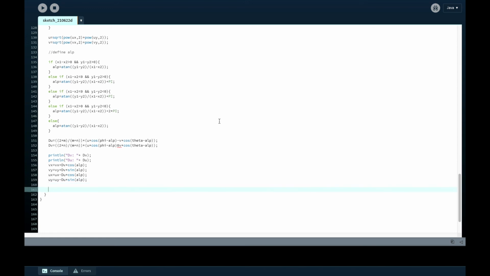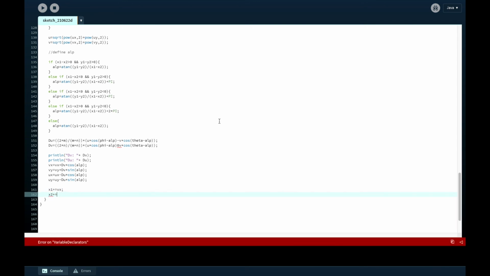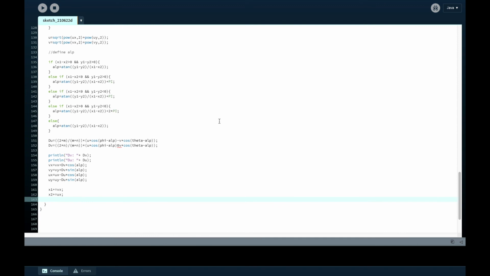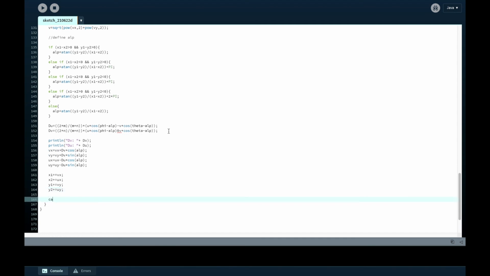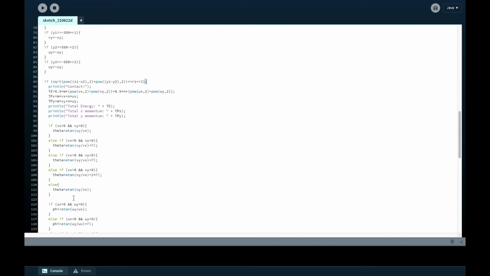And then what I should do is say x1 gains vx, x2 gains ux, y1 gains vy, and y2 gains uy every iteration of the code, because that's how the simulation works, by Euler's method. And then we have the end of the canvas, and basically we're done. So what's this semicolon here?